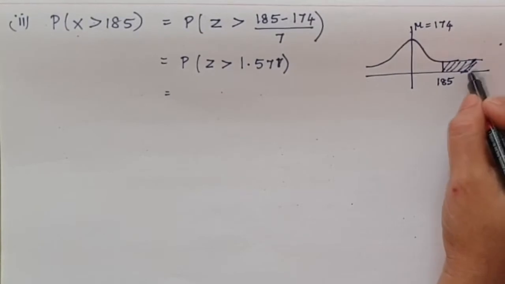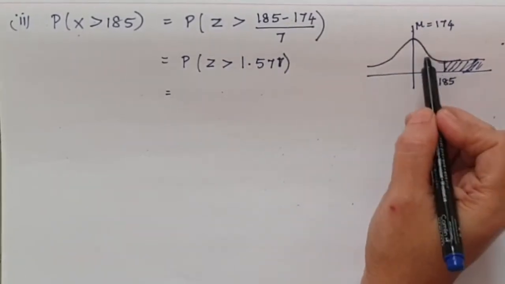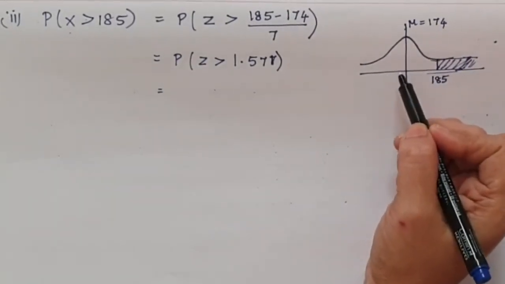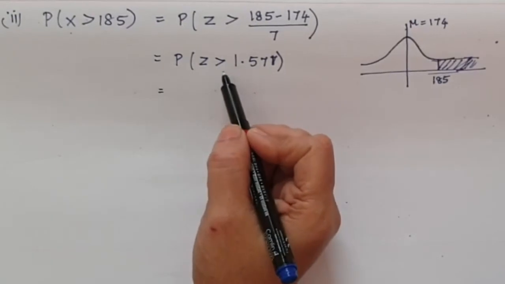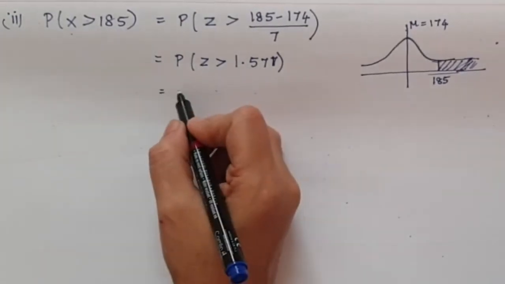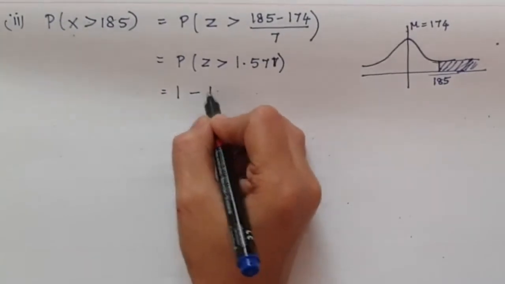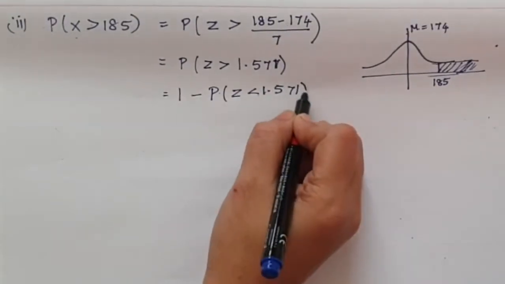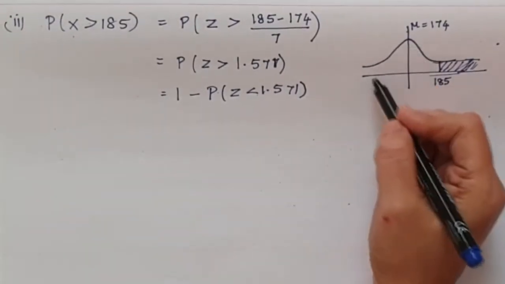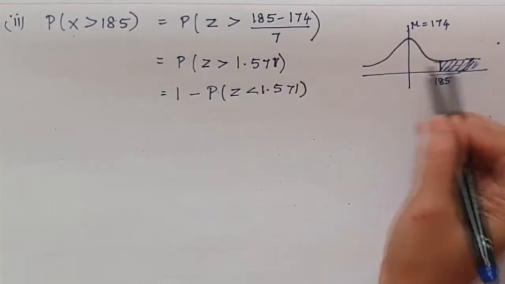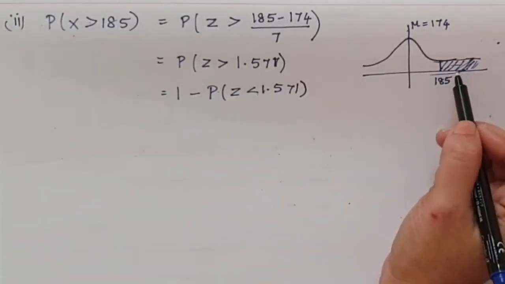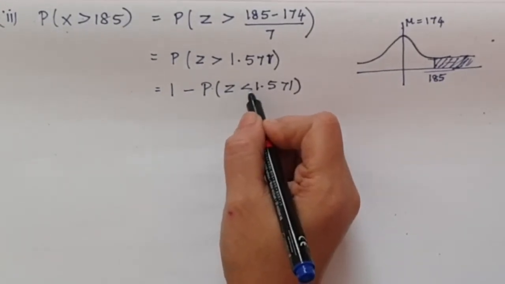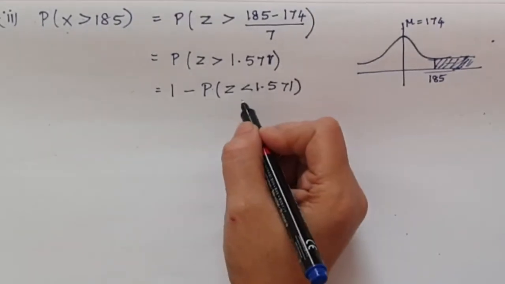In order to find the values greater than 185, we already saw that the total probability under this normal distribution curve is 1, and our table is only for lesser values. So we can write it as 1 minus the probability of z less than 1.571. It is just like taking the opposite of the probability. The total probability is 1, so we find this side and subtract it from 1. Always remember that the normal distribution table is only for lesser values, so we convert it to the lesser values.